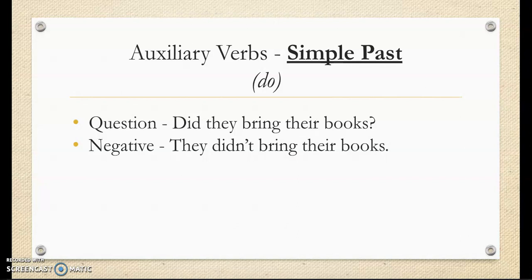For example, in a question, we can say, did they bring their books? Over here, the auxiliary verb is did. In a negative, we can say, they didn't bring their books. Here, the auxiliary verb is didn't.